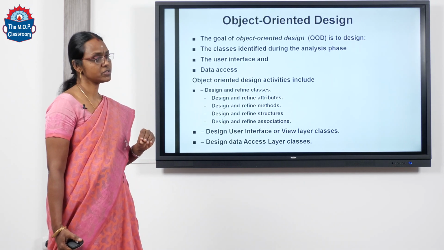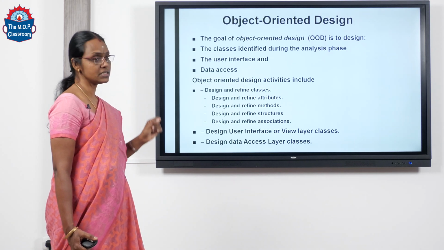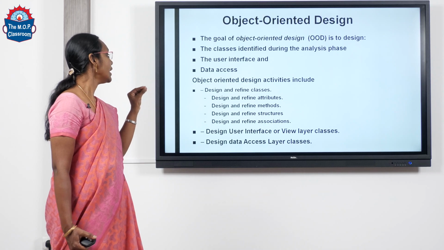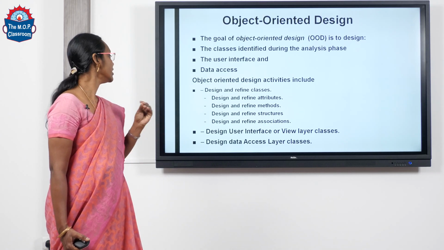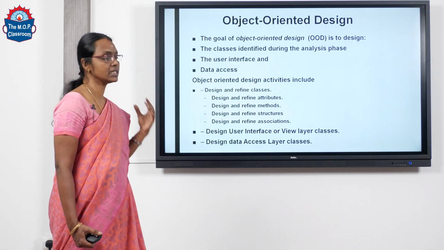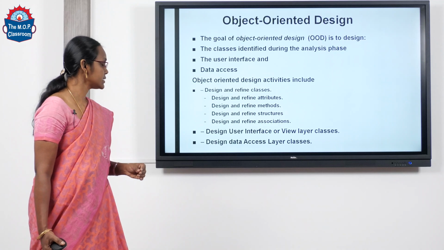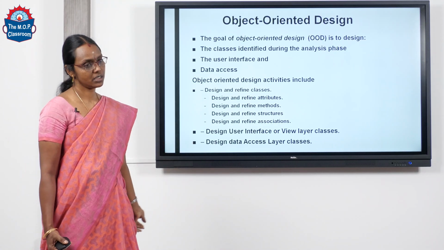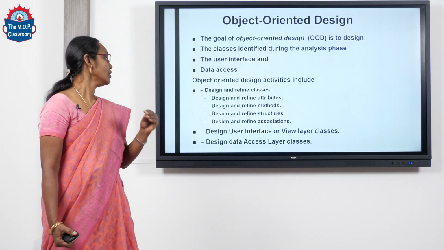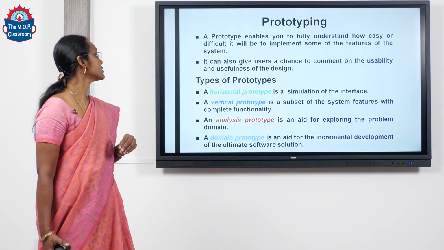The design of an object-oriented system is going to check whether the classes which you have identified are refined, refining the methods, refining the structures, and refining the associations. The last part of my object-oriented design is building my user interface. The user interface is to check my view layer classes and design data access layer classes.